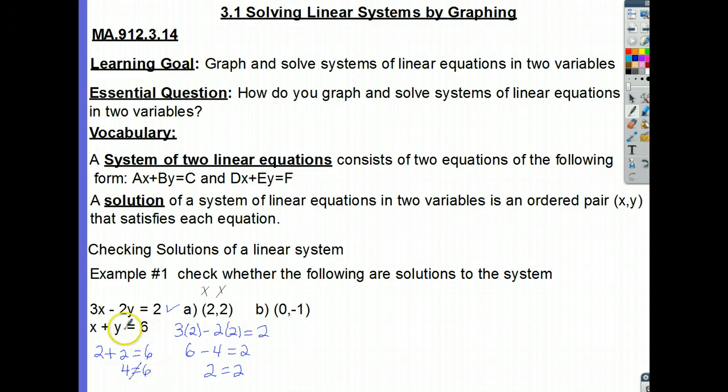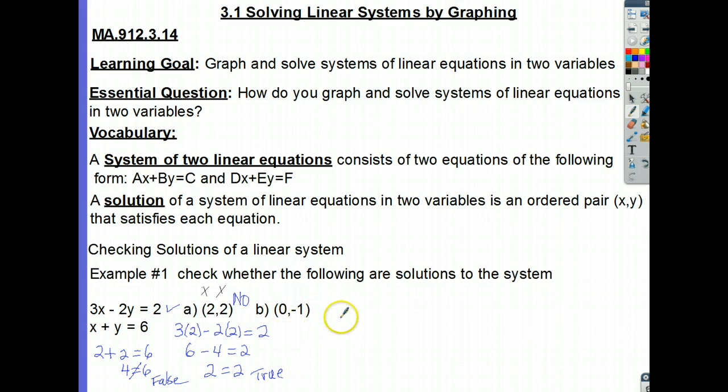So when we plug it into the second one, the ordered pair (2, 2) is not a solution because it doesn't make it true. Since it didn't make both of them true, it made one of them false. It made the first one true, but it has to make both of them true in order to be a solution to the system. So we would say, no, this is not a solution to the system. Just making one true wouldn't be enough.